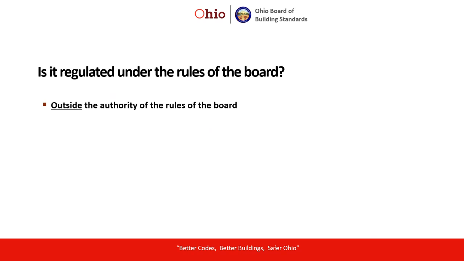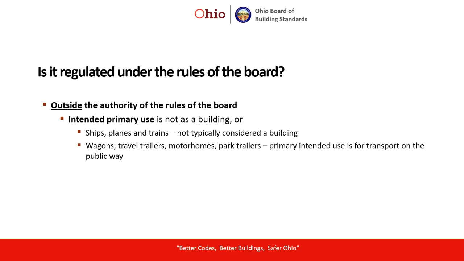So let's look at what is outside the authority of the rules of the board first. Typically, if the intended purpose or the primary use of that structure is not as a building, like the ships, planes, trains, wagons, trailers, motorhomes, park trailers, they get progressively more and more like a building, but they are still having that primary use as something that moves. It is intended to be transported. You may be taking your home with you in those scenarios.